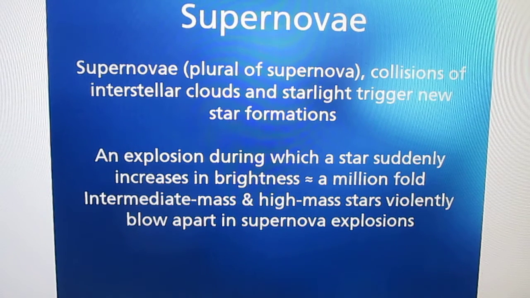A supernova is an explosion during which a star suddenly increases its brightness over 1,000,000-fold. Intermediate and high mass stars violently blow apart in supernova explosions. Small stars like our sun are not large enough to explode as supernovas.